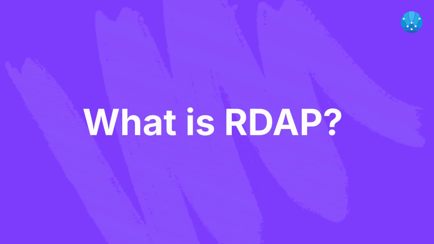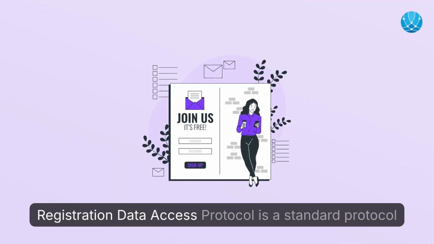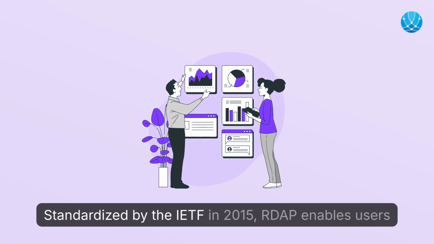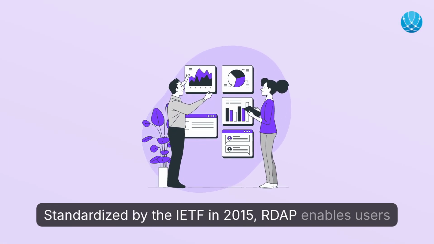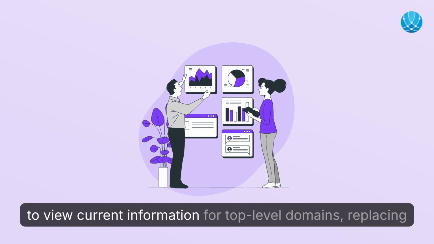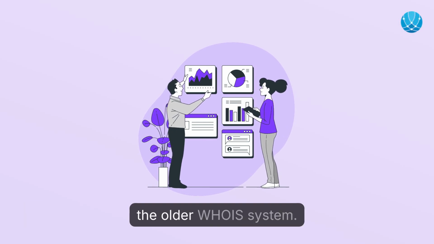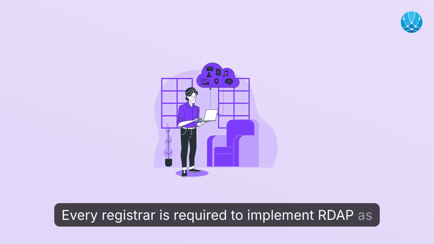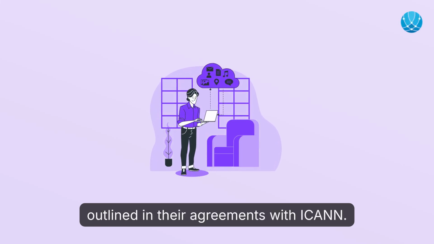What is RDAP? Registration Data Access Protocol is a standard protocol for accessing domain name registration data. Standardized by the IETF in 2015, RDAP enables users to view current information for top-level domains, replacing the older WHOIS system. Every registrar is required to implement RDAP as outlined in their agreements with ICANN.